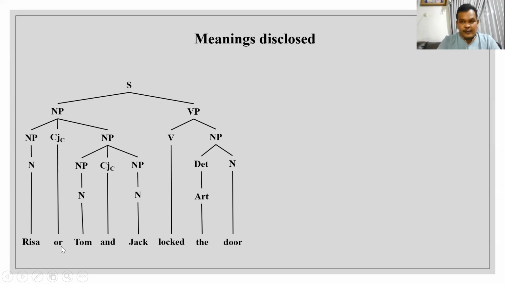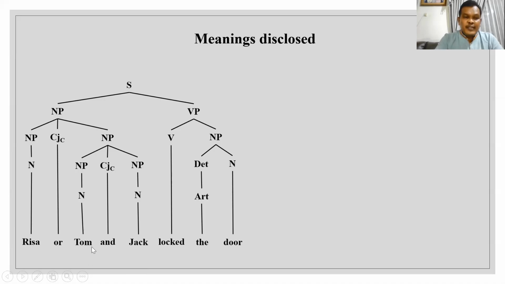So what does it mean? It means that the ones who lock the door must be either NP Lisa here, or Tom together with Jack. In other words, the door may be locked by Lisa only or by Tom and Jack. That is the meaning disclosed by using this diagram.